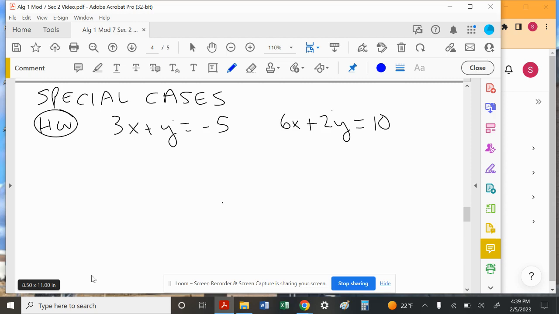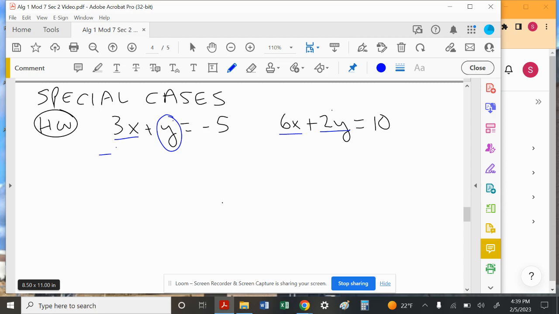So notice here, I have 3x plus y equals negative 5. Now, I don't have either equation solved for just one variable. Notice that the variables are on the same side, so they're together, so I have to solve. I would have to divide by 3, I'd have to divide by 6, I'd have to divide by 2, which means that I could potentially have fractions to solve them. So it's easiest to solve for the y here.